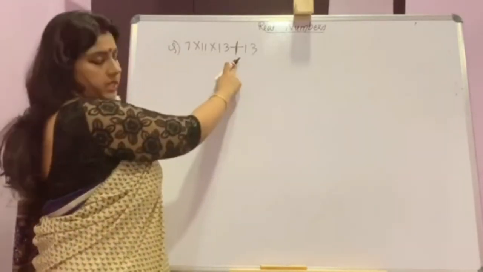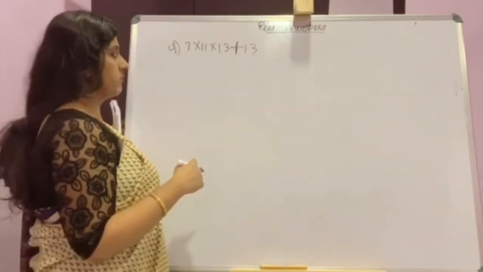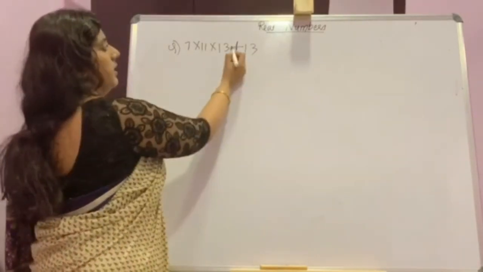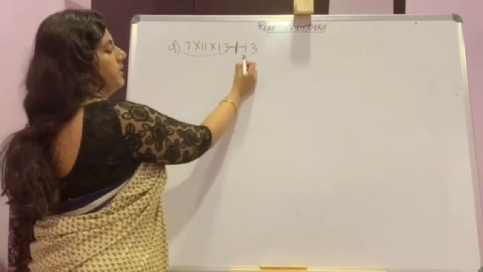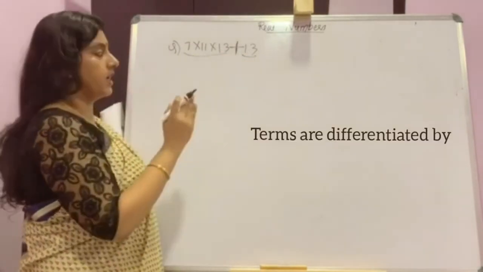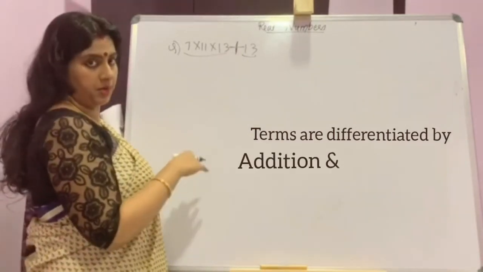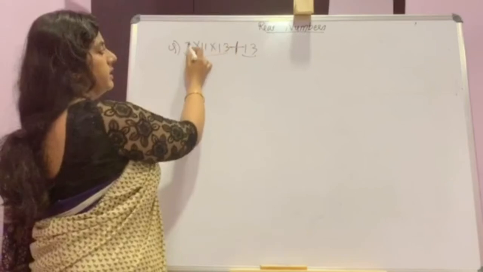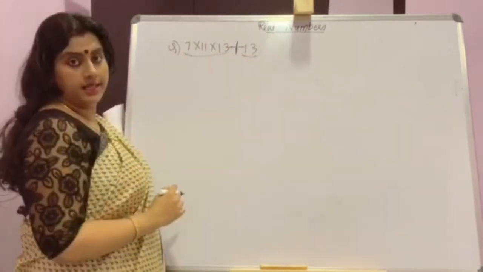Here there is an addition, so we want to make it into a product. How will we do it? Here this is the first term and this is the second term, because terms are differentiated by plus and minus, addition and subtraction. In both terms 13 is common.